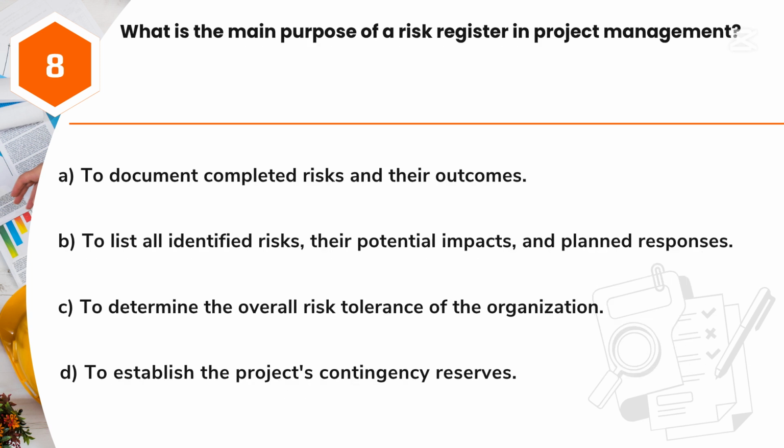Question 8. What is the main purpose of a risk register in project management? A. To document completed risks and their outcomes. B. To list all identified risks, their potential impacts, and planned responses. C. To determine the overall risk tolerance of the organization. D. To establish the project's contingency reserves.